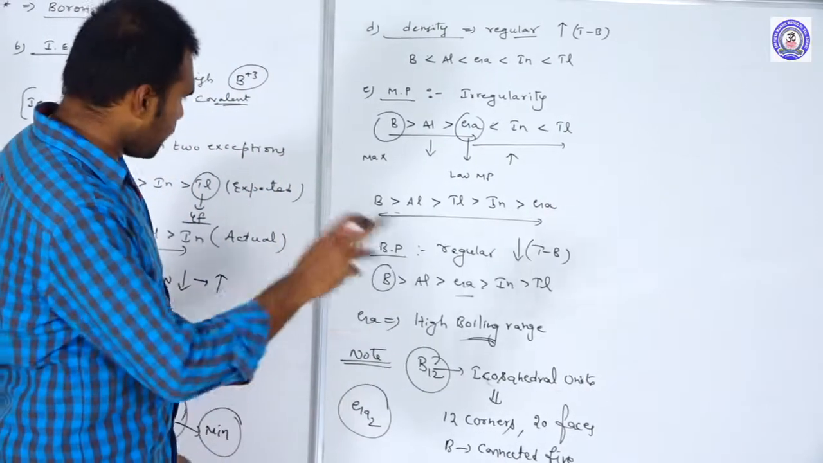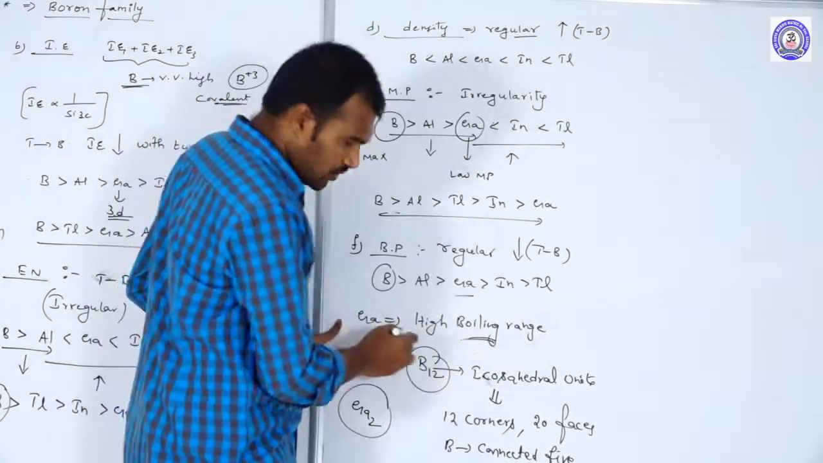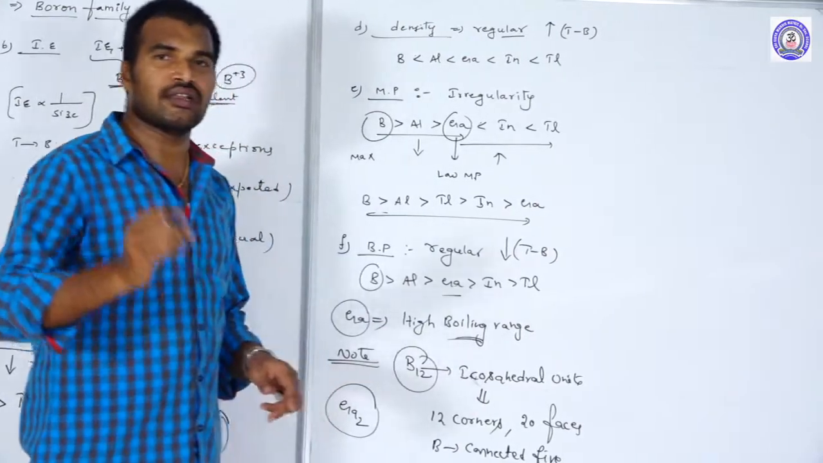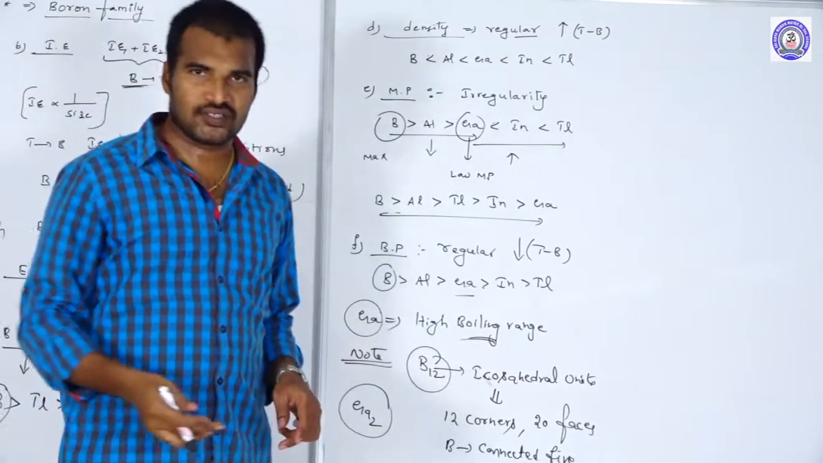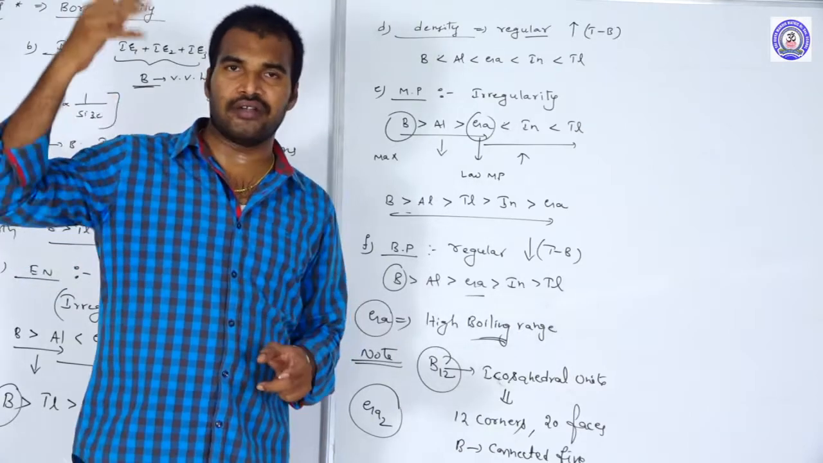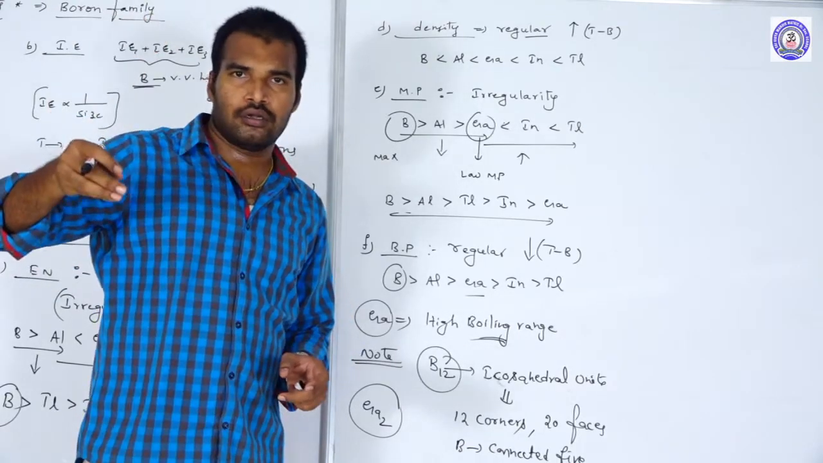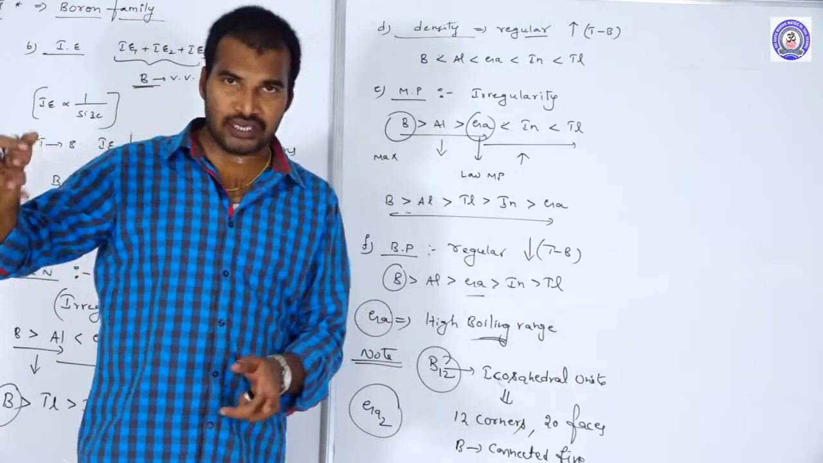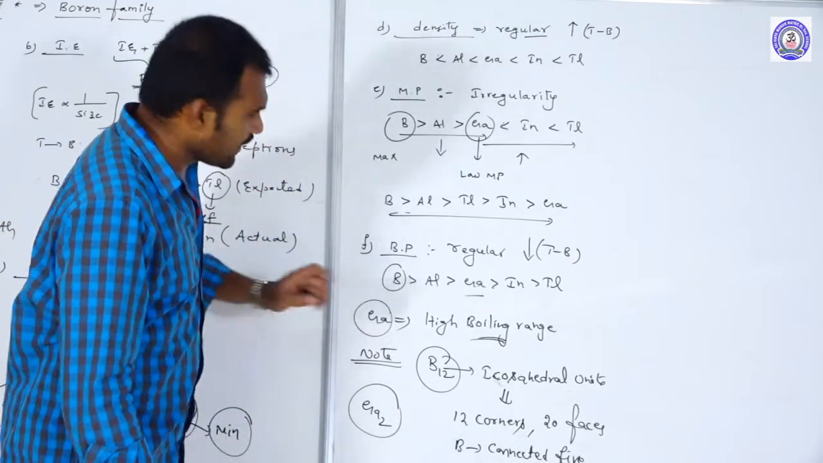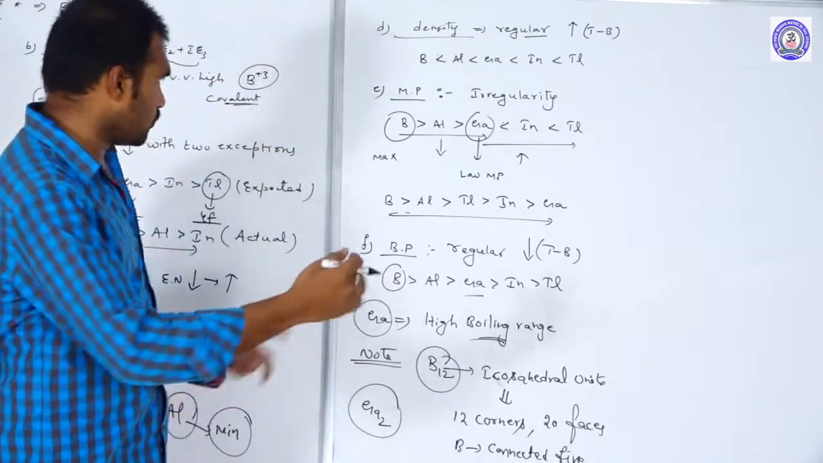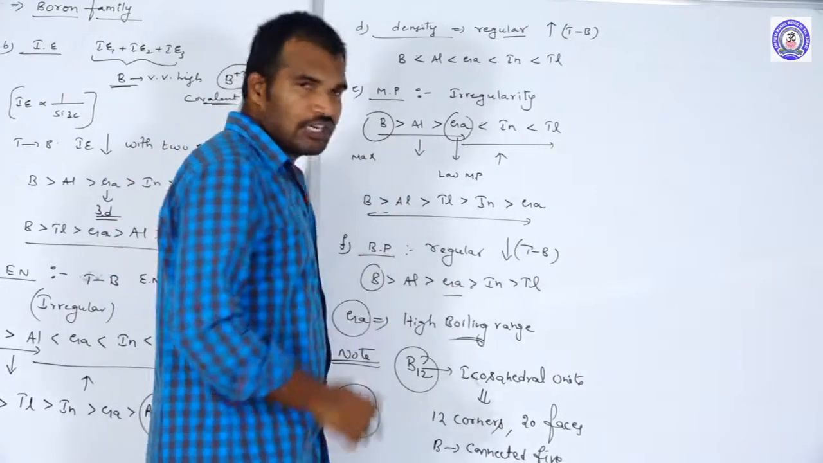Because of this high boiling range, gallium is used in high temperature thermometers to measure high temperatures, around 250 to 300 degrees Celsius. So this is about the melting and boiling points.